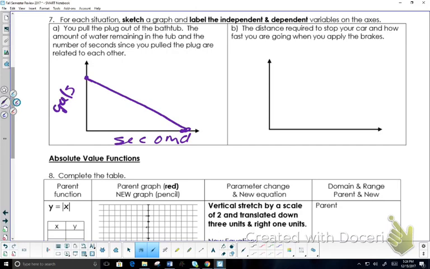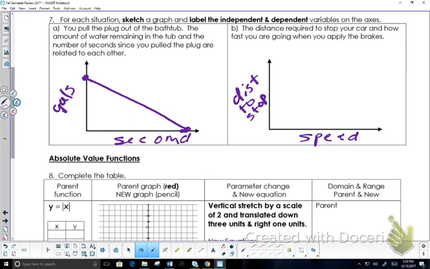The distance required to stop your car, I'm sure Cody will come up with something for that one. The distance required to stop your car and how fast you are going when you apply your brakes. So the distance to stop depends on your speed. If you were going really fast, then it's going to take longer for you to stop.